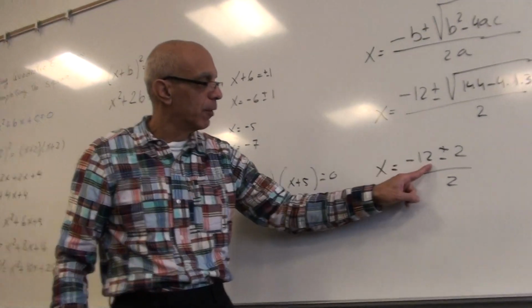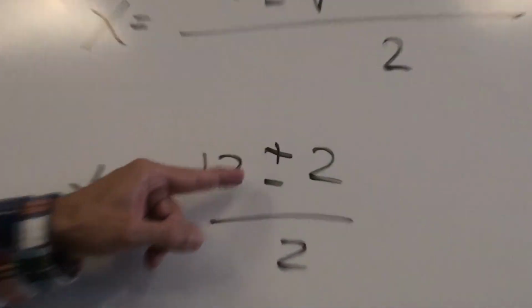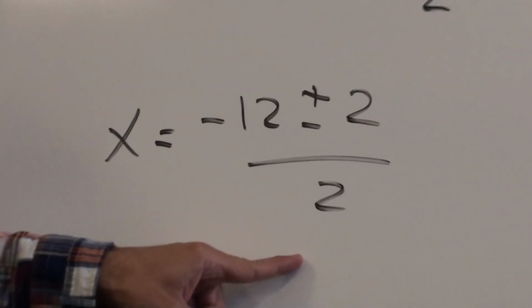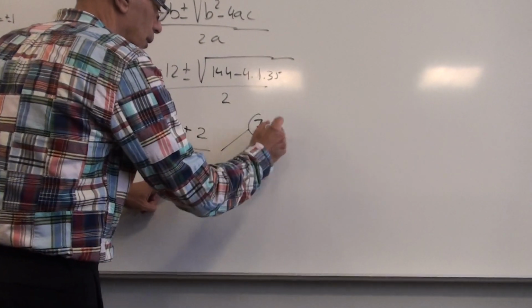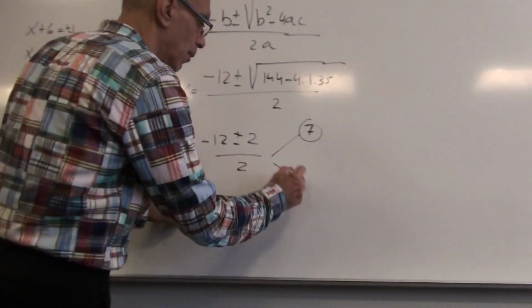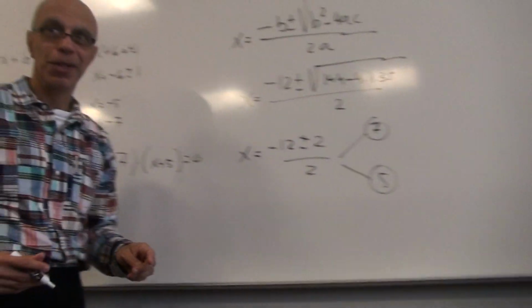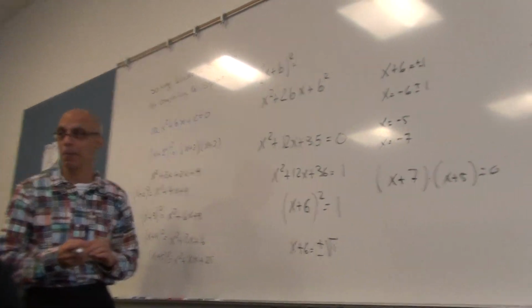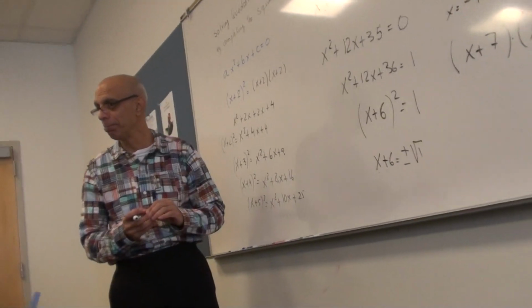So here we have two solutions again, plus or minus. 12 plus 2 is 14, divided by 2 is 7. So we've got 7. And 12 minus 2 is 10, divided by 2 is 5. You've got 5. Okay? 3 methods, the same answer. Okay? How's that? Is that good?